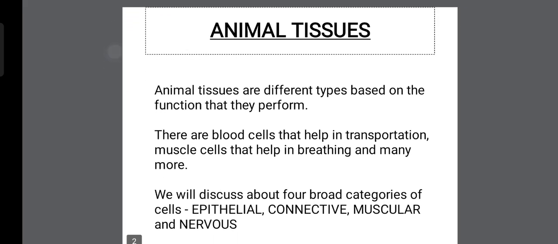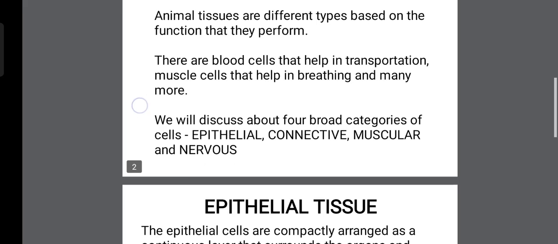Now, moving on to the animal tissues. Animal tissues are of different types based on the functions that they perform. For example, we have the blood cells that help in transportation, the muscle cells which help in breathing, and we have many more types of cells. So, we will be discussing the four broad categories of the tissues. You have the epithelial tissue, connective tissue, muscular tissue and the nervous tissue.